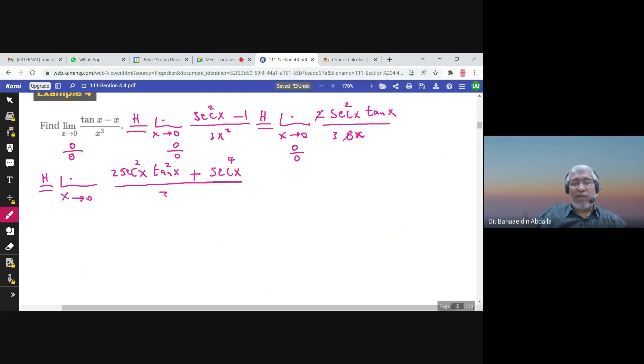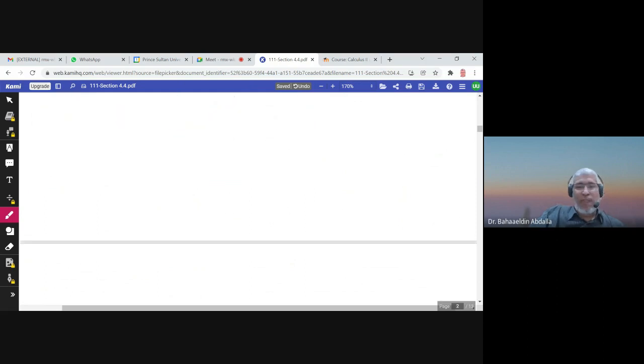Derivative of 3x is 3. Now replace x by 0. Tan 0 is 0, so the first term cancels. Secant 0 is 1. So the answer is 1 over 3.